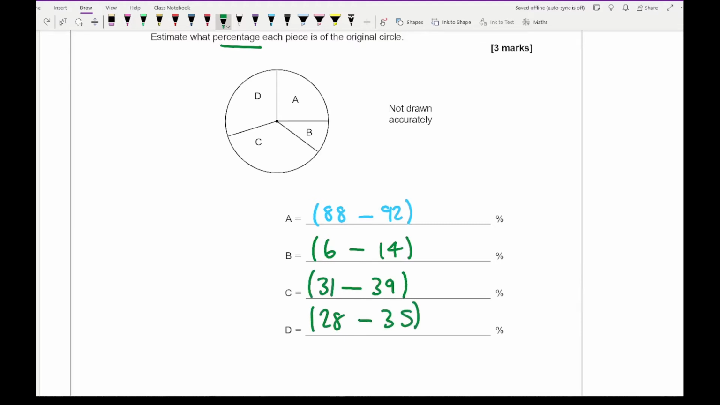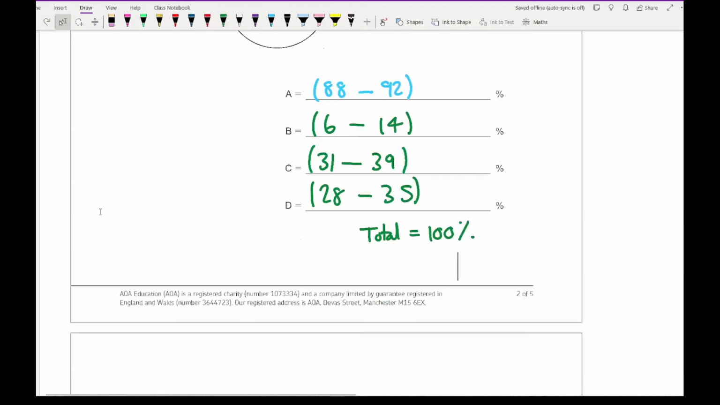So that would get you 2 marks. And for your final mark, you need to make sure that all your percentages add up to 100%. So you just need to work out the sum of your A, B, C, D and make sure it adds up to 100%. If it doesn't, just tweak one of the values.